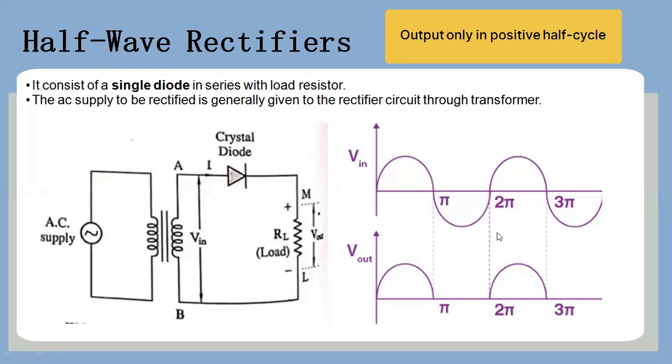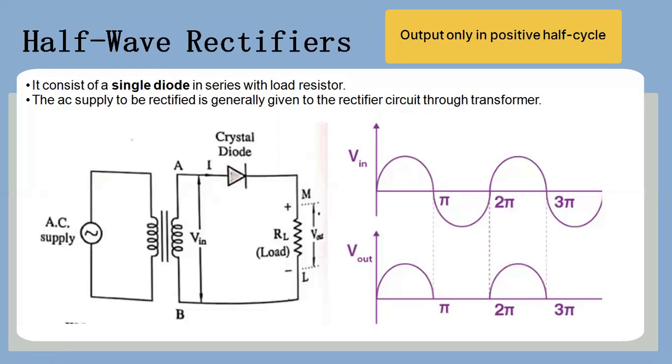Similarly, again from 2 pi to 3 pi, that is the positive half of the cycle, we are getting the output, and again from 3 pi to 4 pi, the negative half of the cycle, we are not getting the output. So we can say that half-wave rectifiers are circuits in which we get the output only during the positive half cycle, and during the negative half cycle, the output is equal to 0.